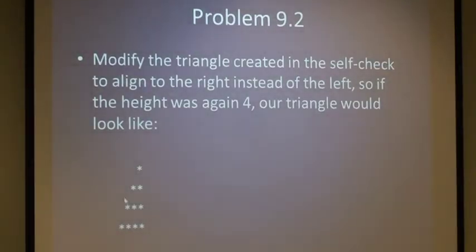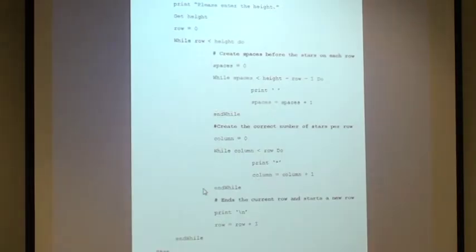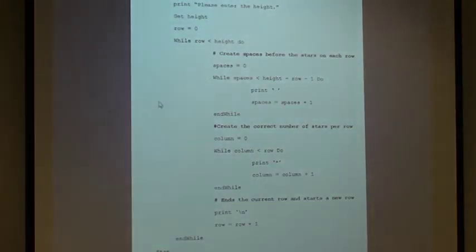If it has to be right justified like this, then the technique would be to print 3 blanks and then a star. Print 2 blanks, then 2 stars. Print 1 blank and 3 stars. And then print 0 blanks and 4 stars. Okay? So the loops have to be modified a little bit, and the pseudocode becomes more complicated.